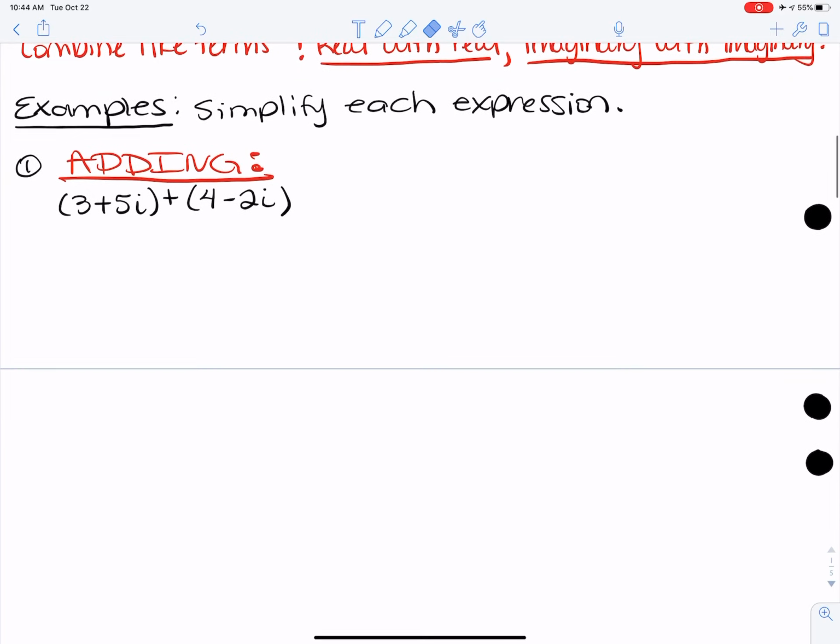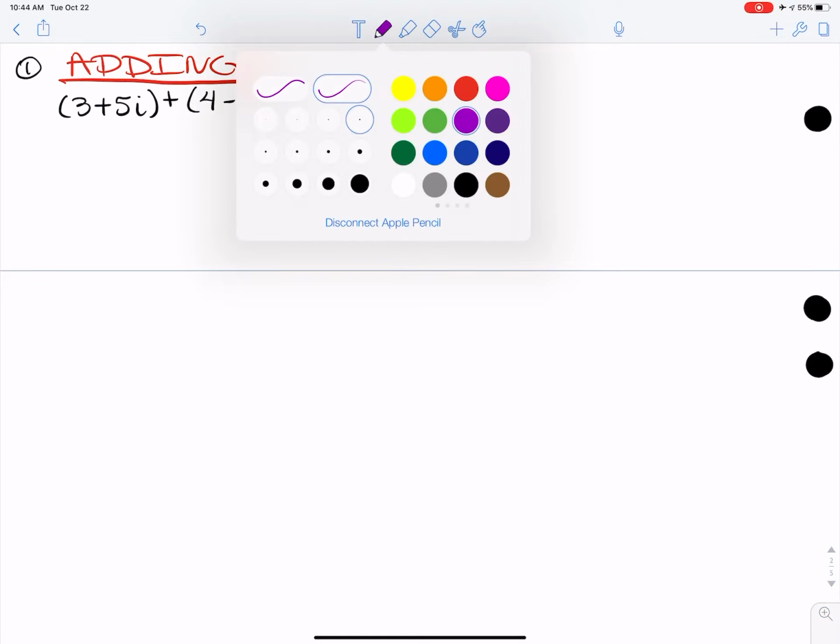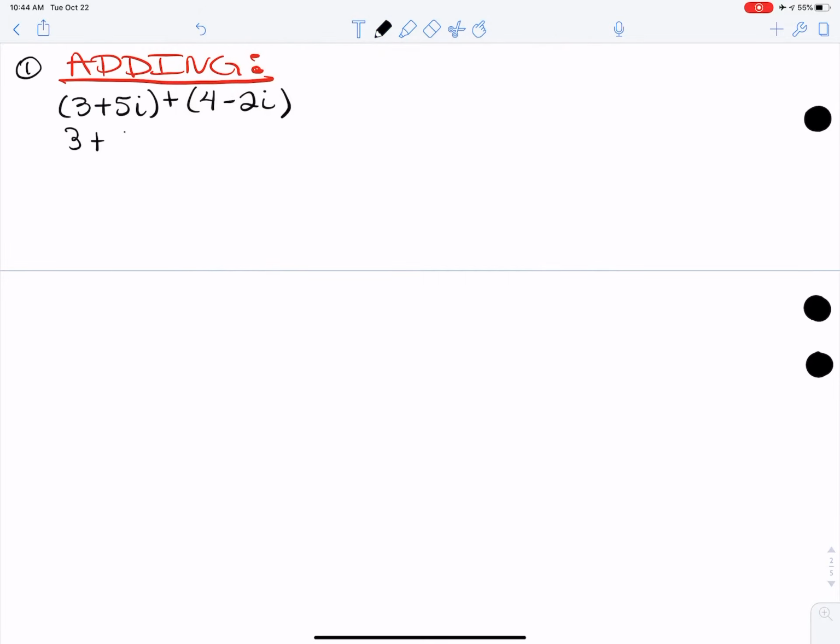So let's add the real with the real and the imaginary with the imaginary. So 3, well, let's go ahead and rewrite it outside of the parentheses first. 3 plus 5i plus 4 minus 2i. Since there's a positive in the middle, the signs of these remain the same. They stay the same. So now let us combine like terms.